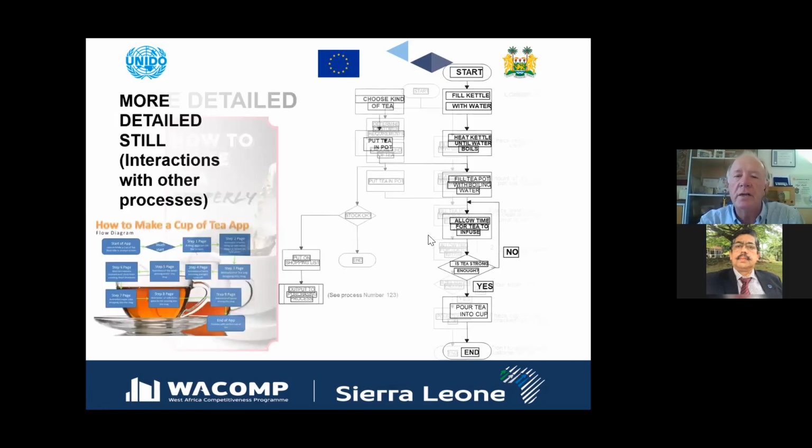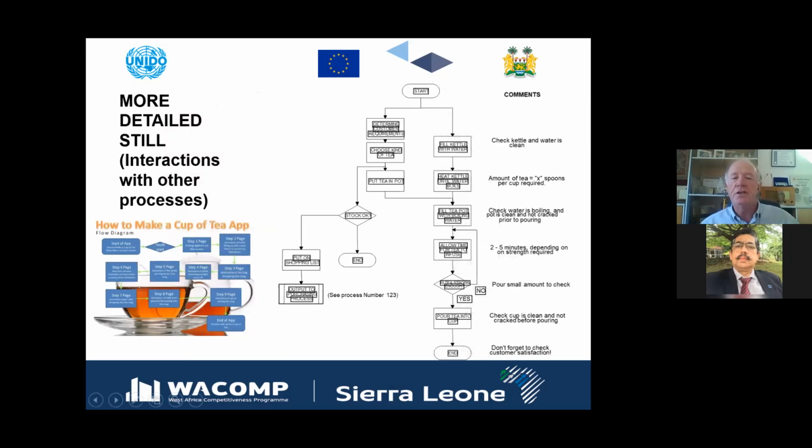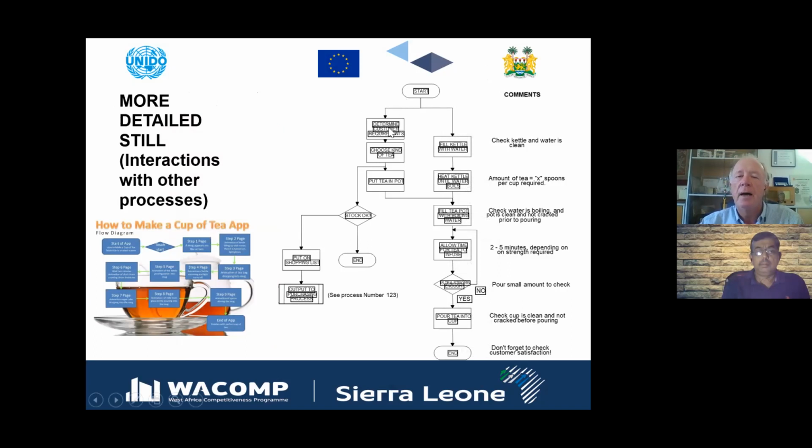We can then go more detailed still and look at potential interactions with other processes. So here we would start up at the top again: determine customer requirements, choose the kind of tea, put the tea in the pot. We may have a link to other processes. So when we choose the kind of tea, we may ask ourselves the question, is the stock okay? Have we got enough? If the answer is yes, then that's fine. If the answer is no, in a domestic situation, we would say, oh, we need more tea. Let's put that on the shopping list for the next time I go to the shop or the supermarket.